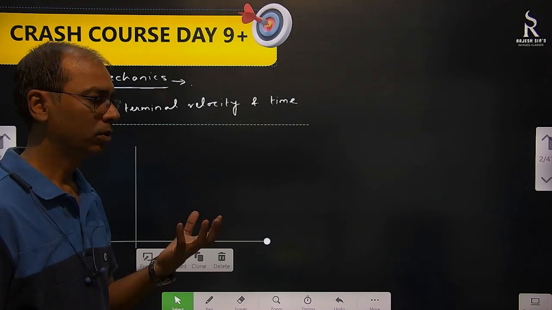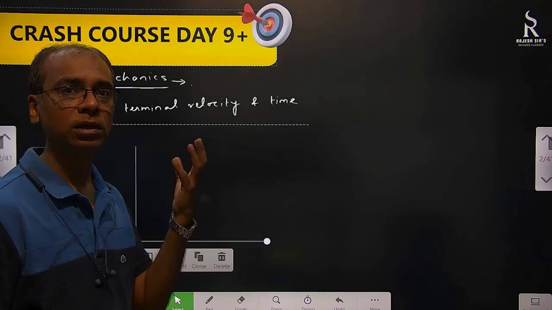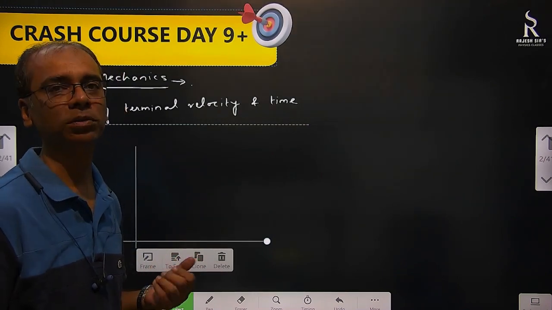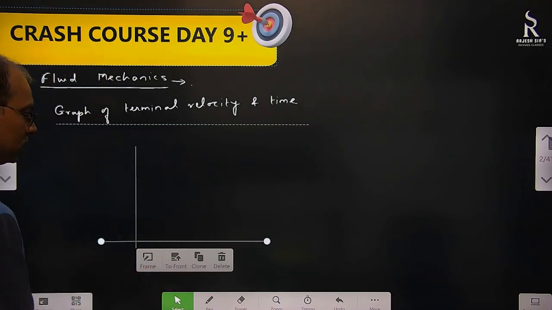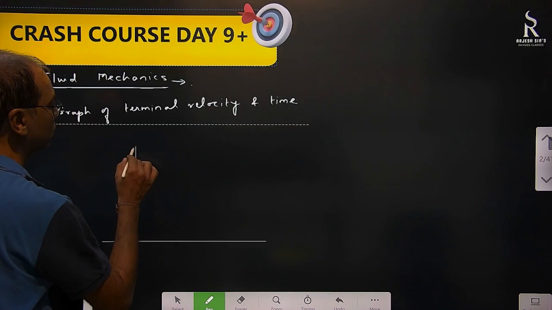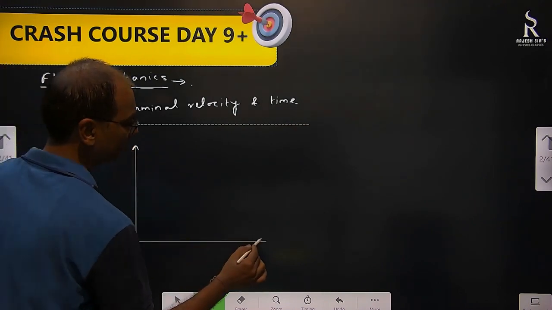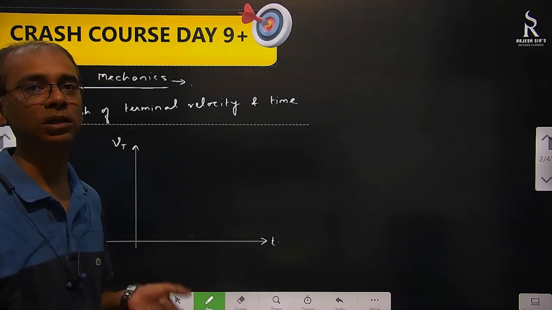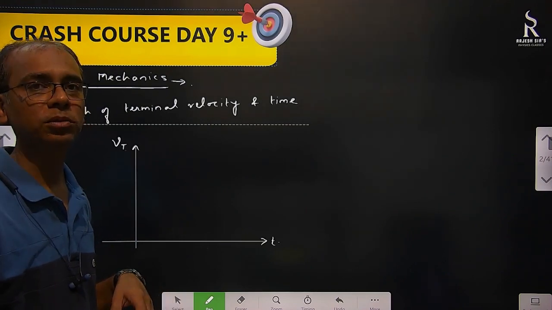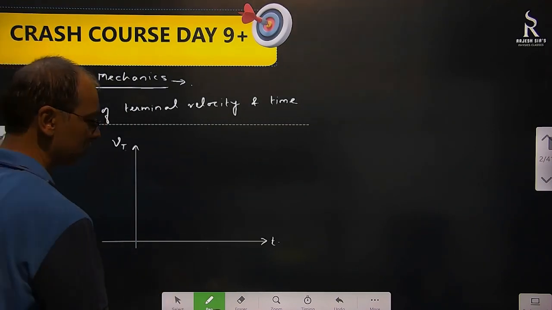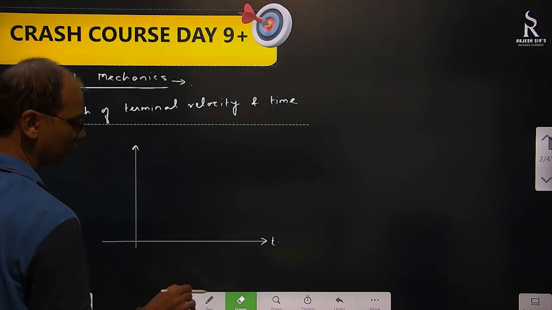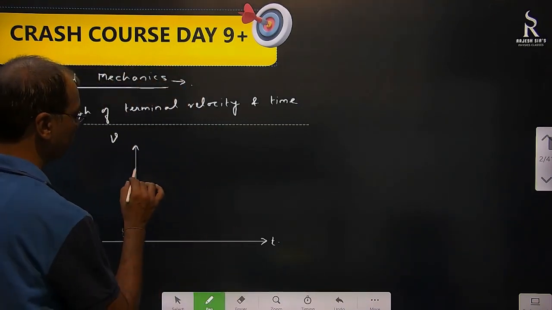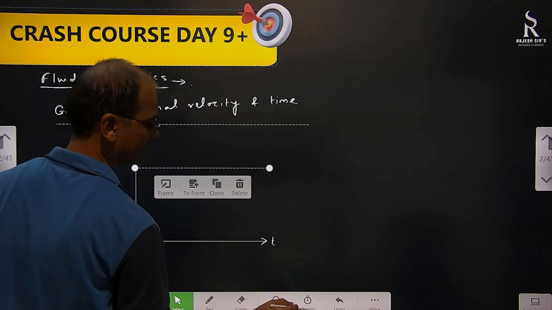Finally, what happens? Your viscous force becomes such that the total force on that drop becomes zero. That means acceleration becomes zero, velocity becomes constant. And that velocity only we are calling terminal velocity. Okay. So here we are putting velocity and here is time. What is happening? Velocity keeps on increasing. Finally, velocity becomes constant. That is terminal velocity. So here I will be making velocity only, and here we will say this is terminal velocity.